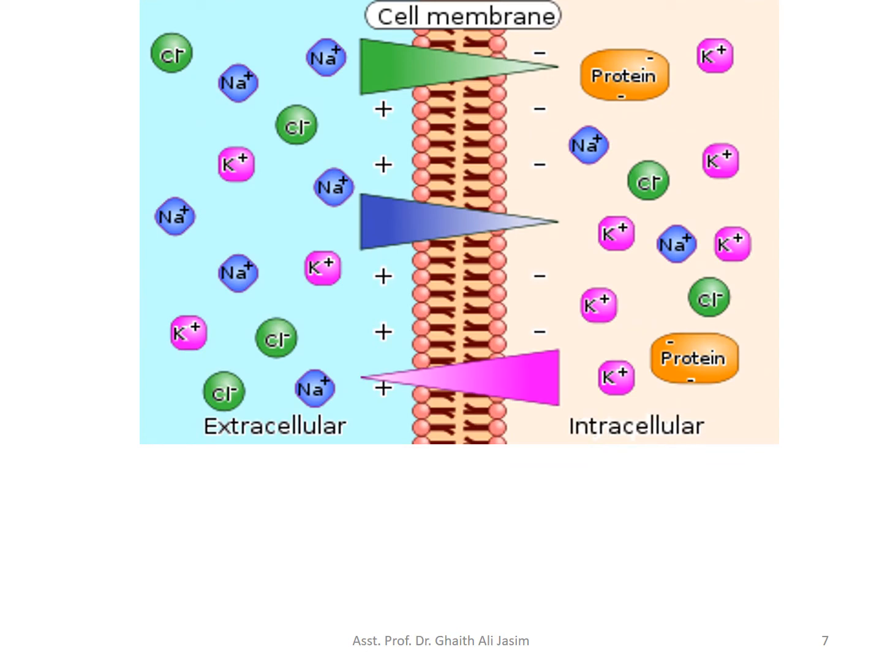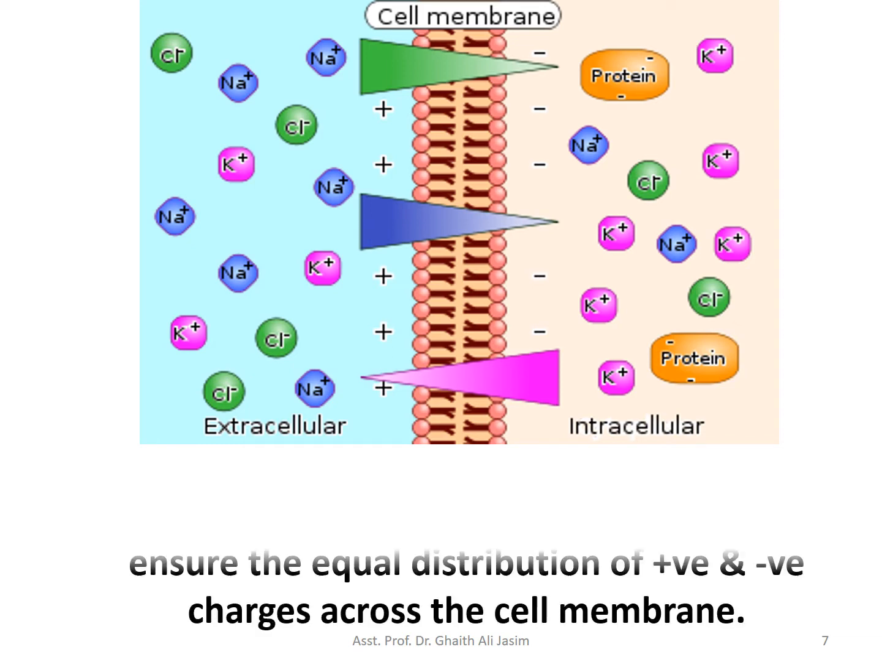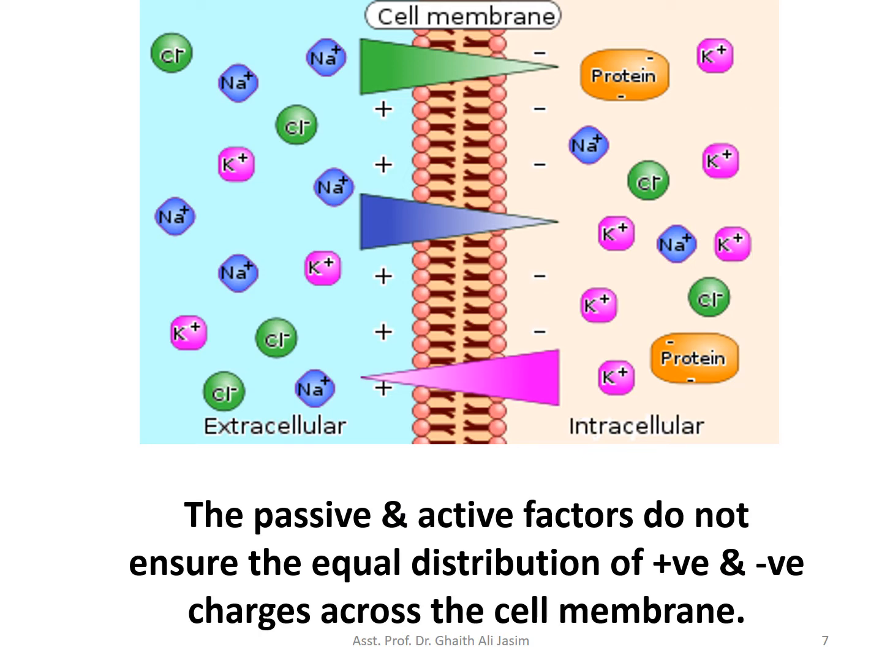In another image, we can see the cell membrane separating the extracellular and intracellular compartments, with a high concentration of sodium outside the cell and a high concentration of potassium inside the cell. So the passive and active forces do not ensure equal distribution of positive and negative charge across the cell membrane.